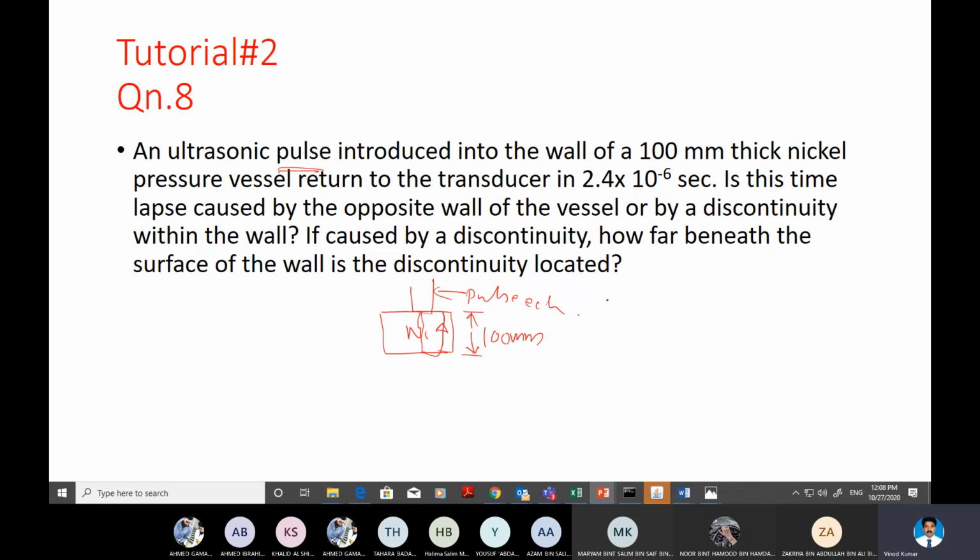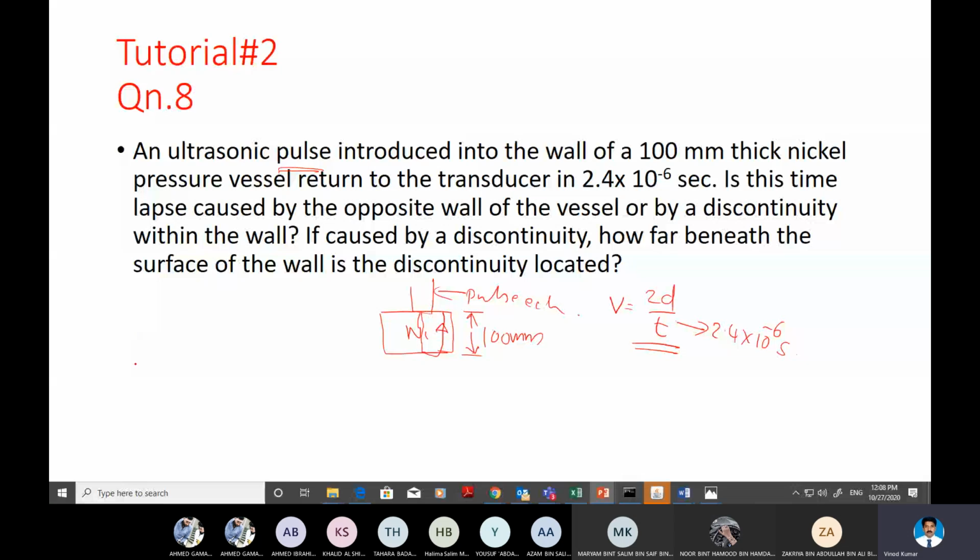So how much is the total distance? We have velocity equal to distance by time. This is the equation used for calculating it. Now, we have the depth, the thickness of the material, 100, and the time is given as 2.4 times 10 to the power minus 6 seconds.